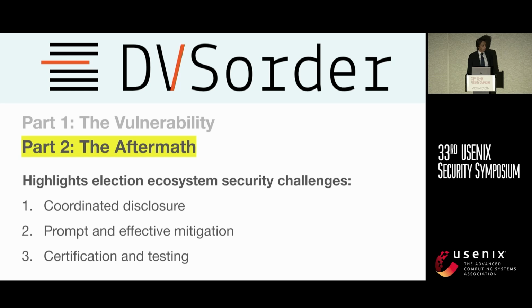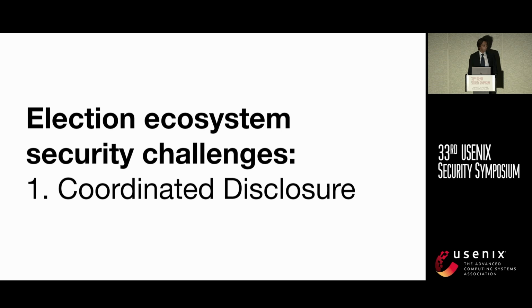So that's the vulnerability. But the second half of the paper is about what happened after we discovered it. We conducted an extensive disclosure process to try and get the problem fixed. And along the way, we found things that reveal 3 persistent problems with the election sector's approach to security and privacy. The first of these issues concerns coordinated disclosure.